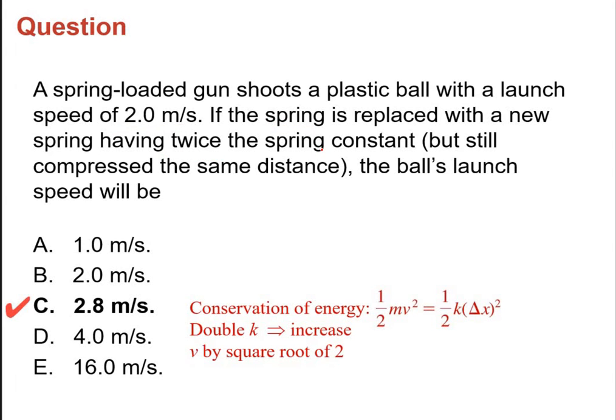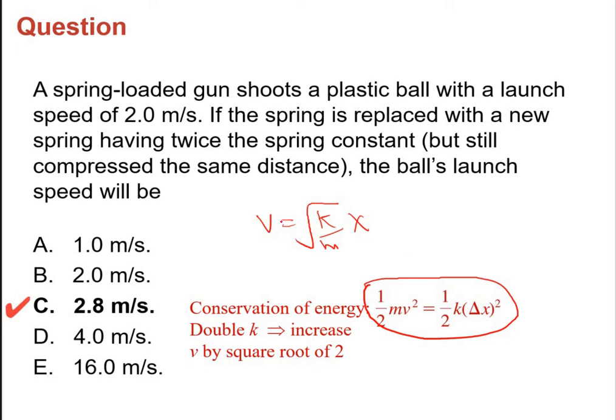Okay, so the answer is C. This is a bit tricky one. According to my experience, quite a few students get this wrong, because doubling everything doesn't double the other thing. You have to look at the relationship again. From conservation of energy, we get this. And so v is square root k over m times x.